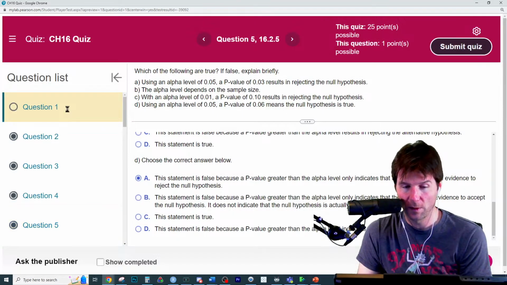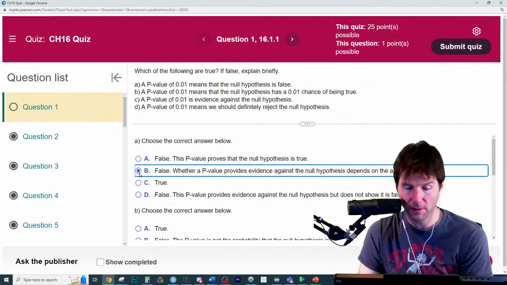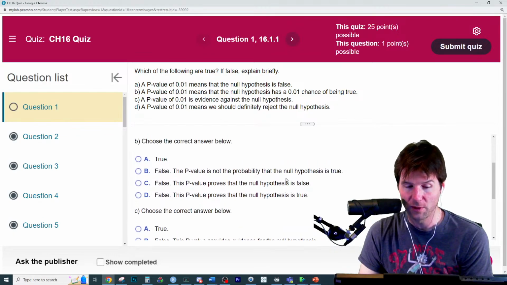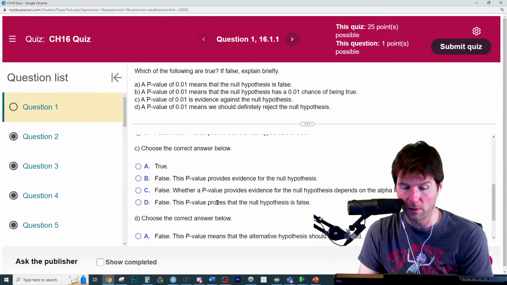Got one more. A p-value of 0.01 means the null hypothesis is false. No, we've got to see if it's less than alpha. So just burning through these very quickly. A p-value of 0.01 means the null hypothesis has a 0.01 chance of being true. No, the p-value isn't the probability the null is true.